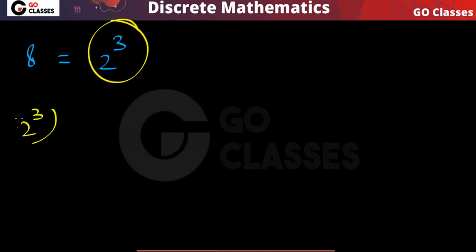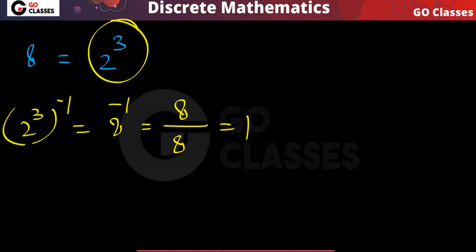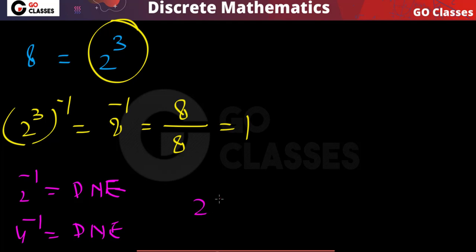So this is the simple idea. For example, if you have this number 2 power 3, then for this complete thing there will be a complement. For 8, the complement will be 8 divided by 8, that will be 1. But there is no complement for 2, and there is no complement for 2 square. But for this complete thing, there will be a complement. So this is the complete summary.